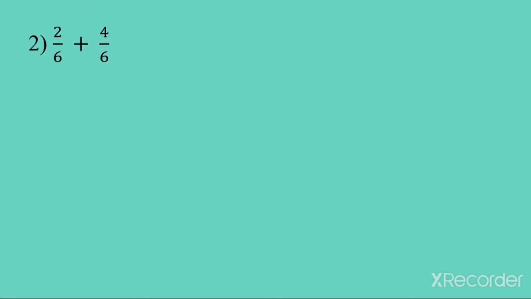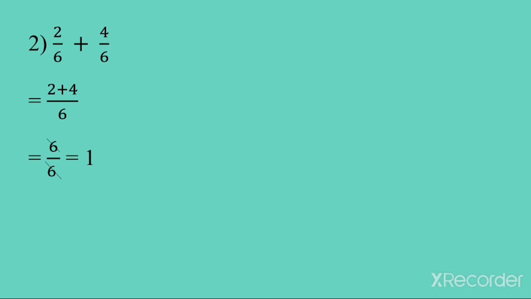Now take a new page and write the second example. 2 upon 6 plus 4 upon 6. Leave one line and write the next step. 2 plus 4 upon 6. Now write the next step. 2 plus 4 upon 6, your answer comes as 6 upon 6.